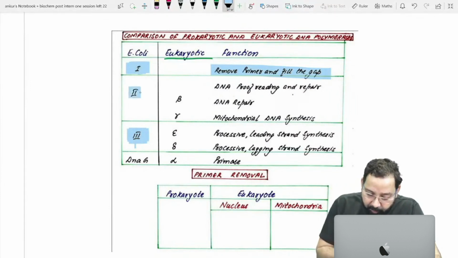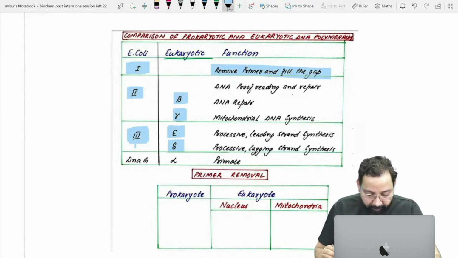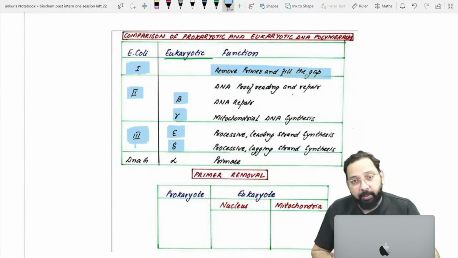DNA polymerase 2 counterparts are beta and gamma. DNA polymerase 3 counterparts are epsilon and delta. Now let me tell you how you will remember.